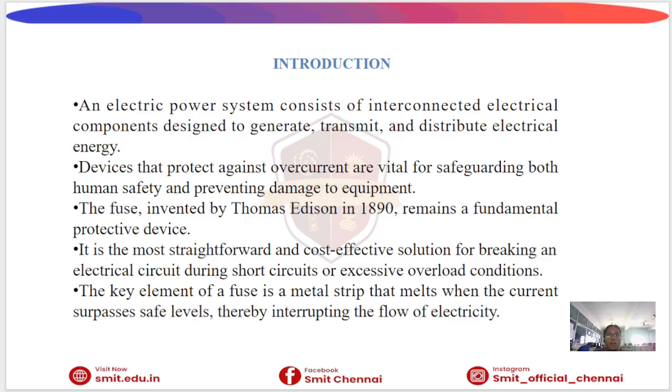Introduction. An electric power system consists of different components used to generate, transmit, and distribute electrical energy. For safety, protection devices are required to prevent damage due to overcurrent or short circuits. One of the simplest protection devices is the fuse. It was invented by Thomas Edison in 1890. A fuse works on a simple principle: when current exceeds a safe limit, the metal element inside the fuse melts, breaking the circuit and protecting electrical equipment.